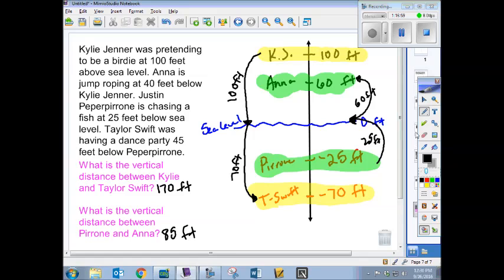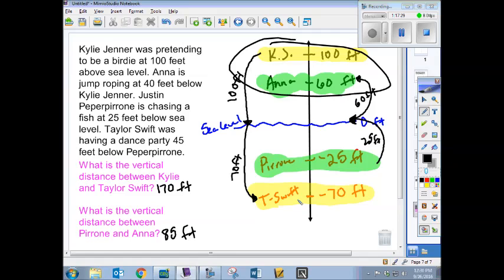Now, let's say that the question asks something different. What if it said, what is the vertical distance between these two people? What would you do? If it said, what is the vertical distance between Kylie and Anna? How would you figure that out? Tiffany? You could subtract 60. You would do 100 minus 60. Okay? What about if I was trying to figure out Swift and Peroni, how far apart they are? Yes? You could subtract 25 from 70.